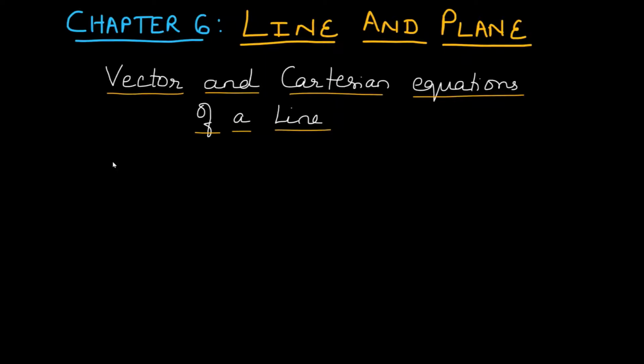Hello students. Now that you are thorough with chapter 5, that is vectors, we begin with chapter 6, that is line and plane. Here in this chapter we are going to apply the concepts which we learnt in vectors. We begin with the vector and Cartesian equations of a line.